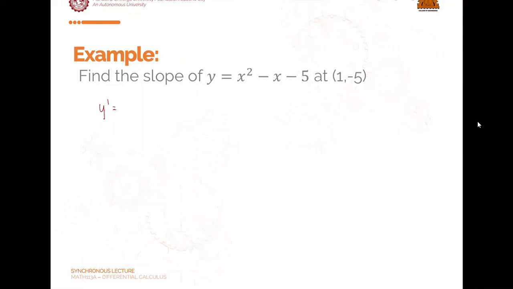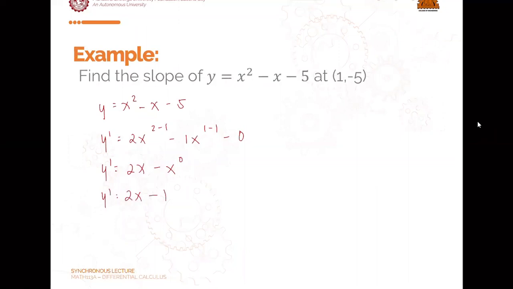So, kunin lang natin yung derivative ng y is equals to x squared minus x minus 5. So, derivative niya will be 2x raised to 2 minus 1, minus 1 x raised to 1 minus 1, minus 0. So, we have y prime is equals to 2x minus x raised to 0. So, y prime is equals to 2x minus 1. So, ito yung nakuha nating y prime niya. So, ibig sabihin ito yung slope natin.